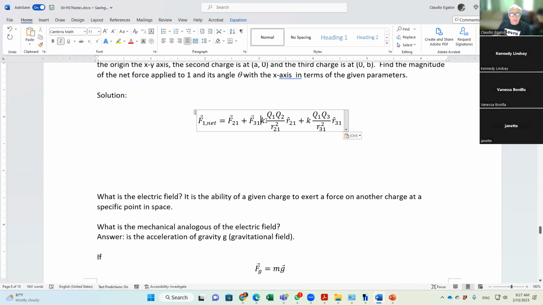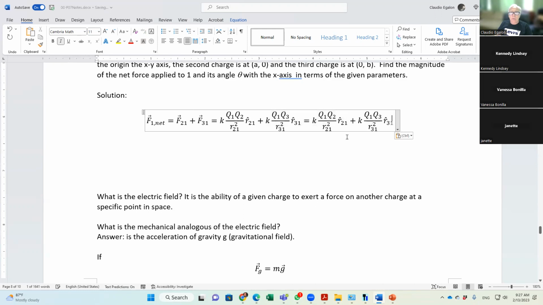I'm going to put an equal sign here. F21 is going to be KQ1, Q2, R hat 21 divided by R21 squared, and KQ1, Q3, R hat 31 divided by R31 squared. Okay, that's what we have. Next step.